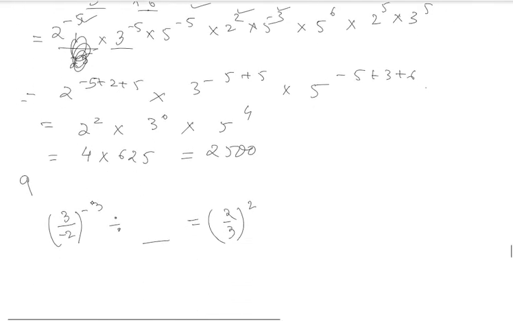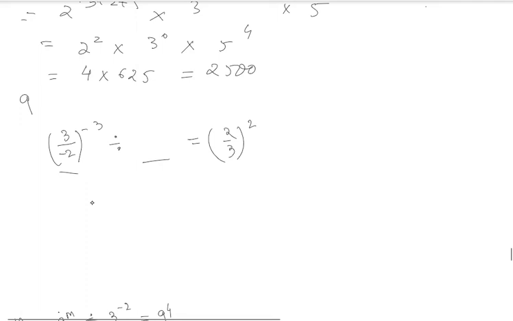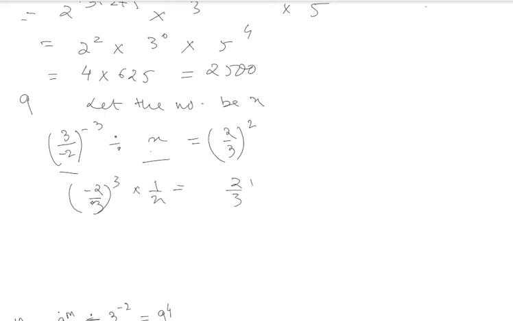The next question is, by what should this number be divided so that the answer is 2 by 3 whole square. So I consider, let the number be x. So I can replace x here. I will just use a linear equation to calculate. So minus 2 by 3 whole cube into 1 by x is equal to 2 by 3 whole square. So 1 by x is equal to 2 by 3 whole square, goes there. Division or multiplication, if I do 3 by 2 with a minus sign whole cube.